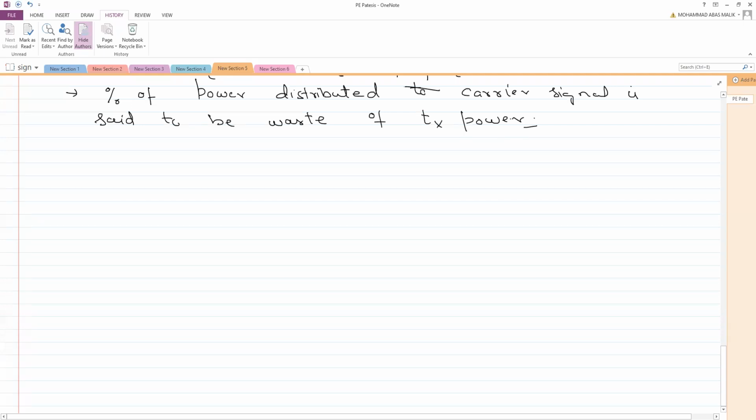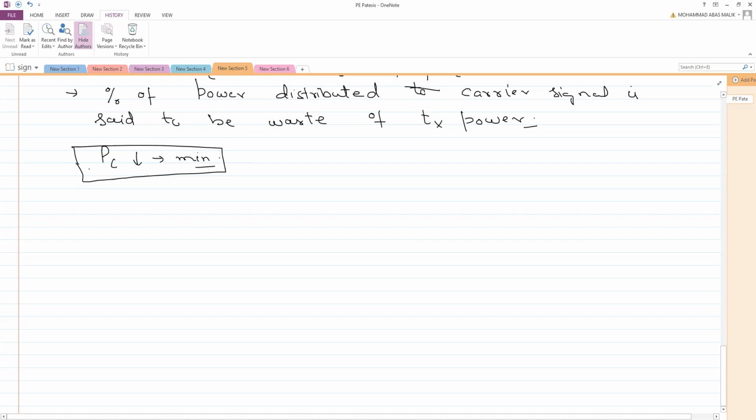So if you transmit with no modulation, that means modulation index 0, then you are wasting 100% of total power. You just remember this. For effective power distribution, the carrier power PC should be as minimum as possible. It should be very small for effective power distribution.